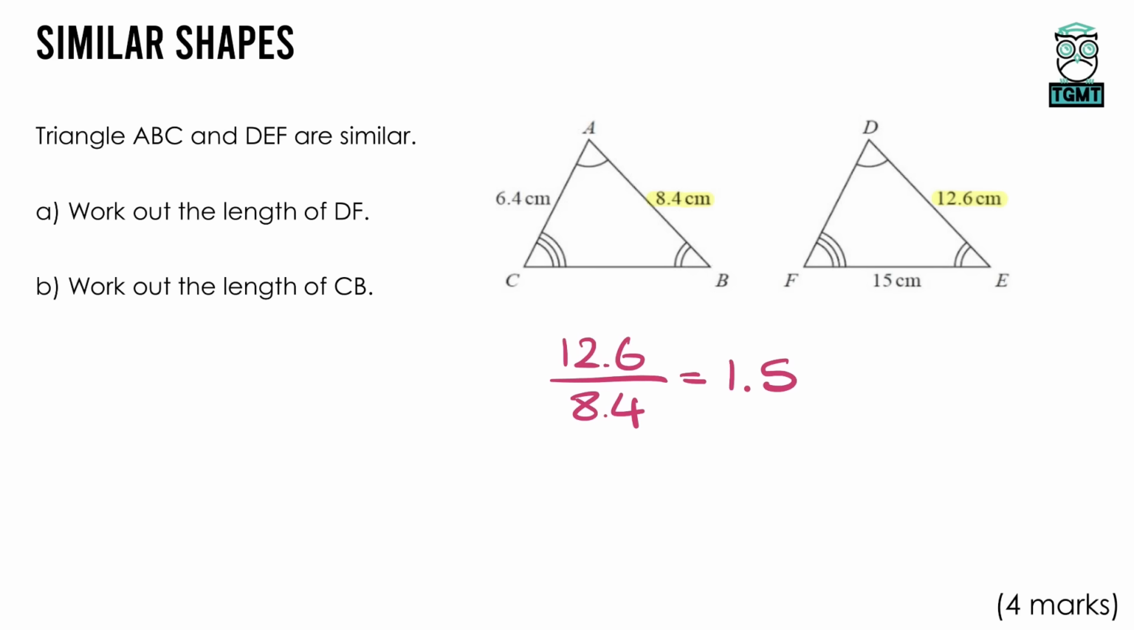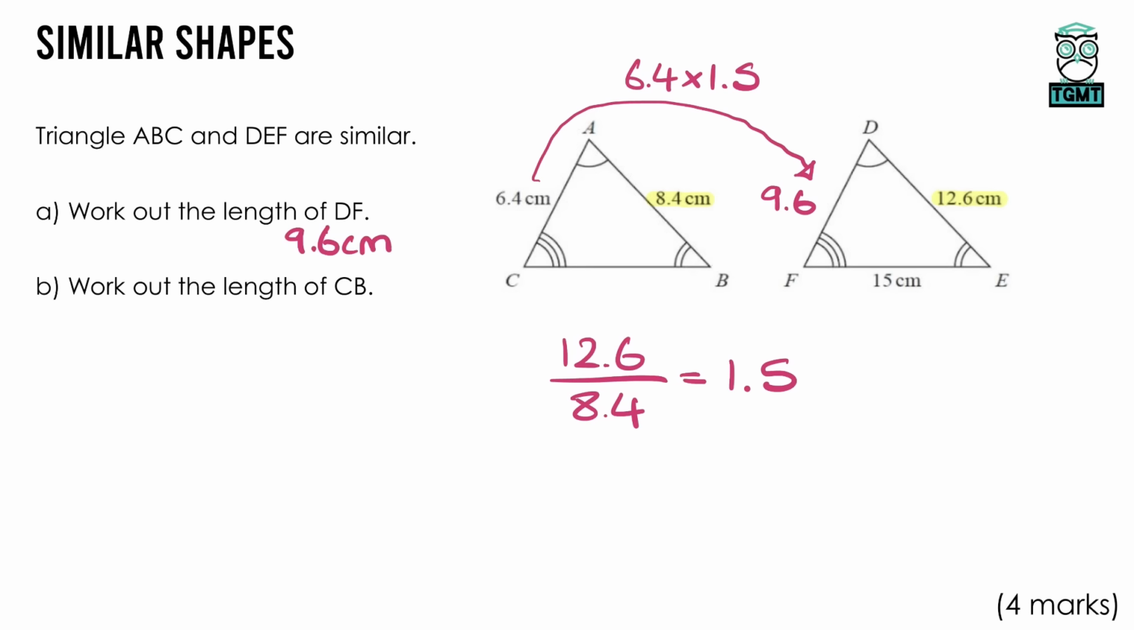So now we're just going to apply that. Work out the length of DF. Well, that's going from the smaller triangle up to the big one just here. To do that, we would do 6.4 multiplied by 1.5. And just make sure you use your calculator to get this right. And that comes out as 9.6. So there we go, that would be 9.6 centimetres.